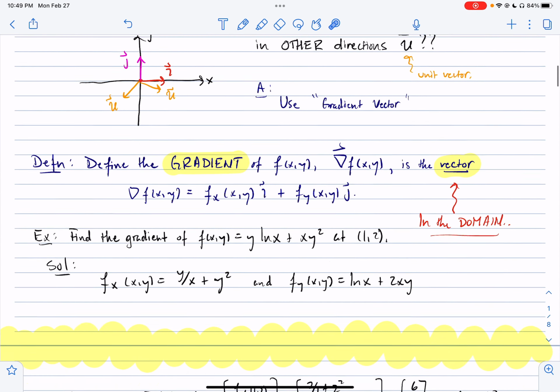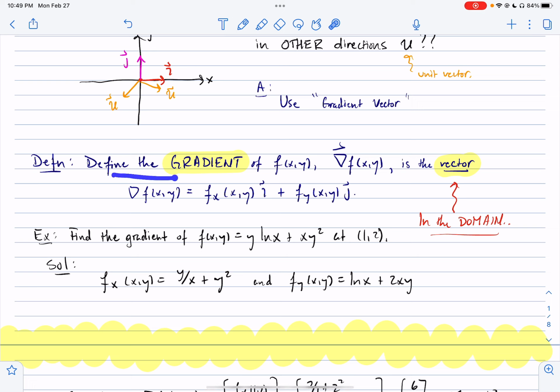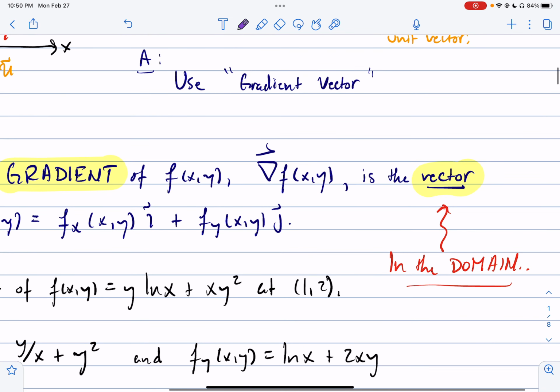And here's the definition of the gradient vector. We define the gradient of a function f of x, y, and it's denoted by this upside down triangle with a vector symbol over the top of it. The gradient is typically written with the arrow dropped, often just like this. So the symbol is called nabla. It's an upside down triangle.